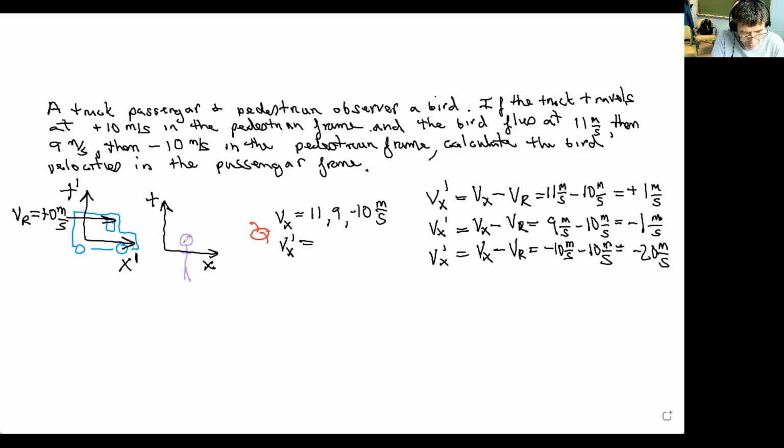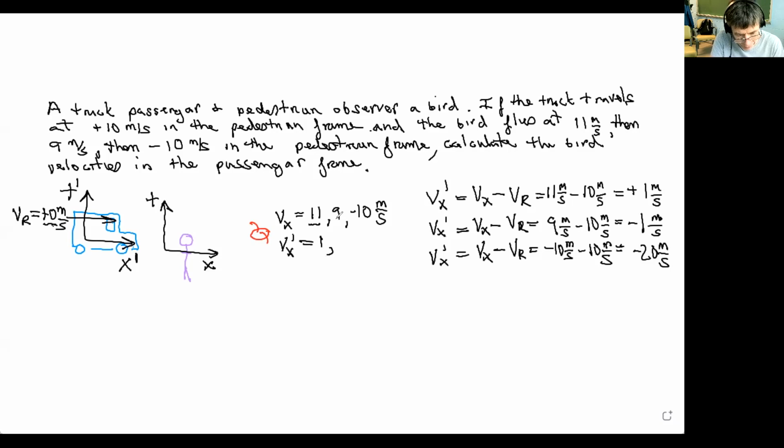So in the pedestrian reference frame, when I see the bird flying at 11 meters per second towards the right, I see it flying slightly faster than the truck is moving towards the right. It's moving towards the right at 10 meters per second. And so it shouldn't be surprising that if the bird is flying towards the right at 11 meters per second from the pedestrian's perspective, and the truck is moving towards the right at 10 meters per second from the pedestrian's perspective, the truck passenger sees the bird flying ahead of the truck at 1 meter per second. So that makes some sense.